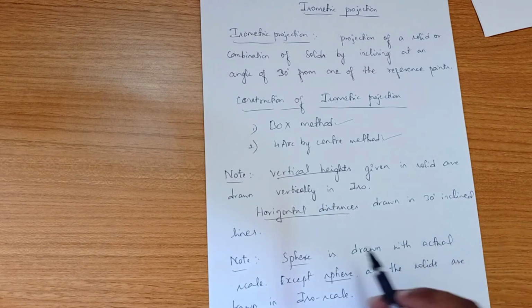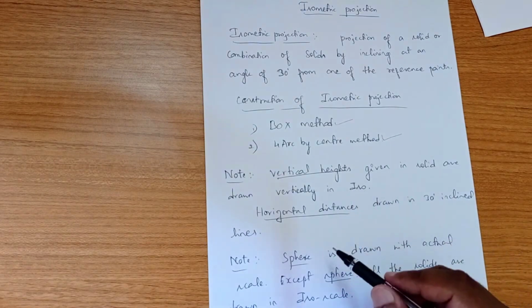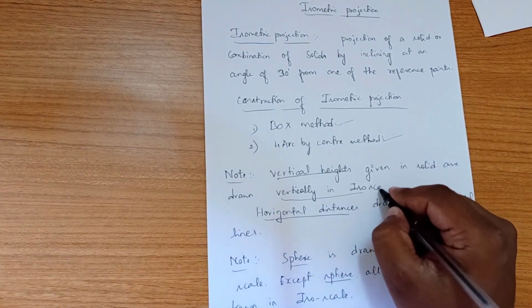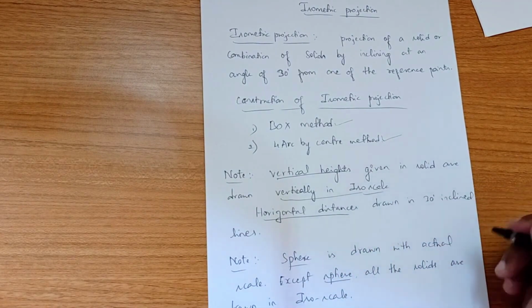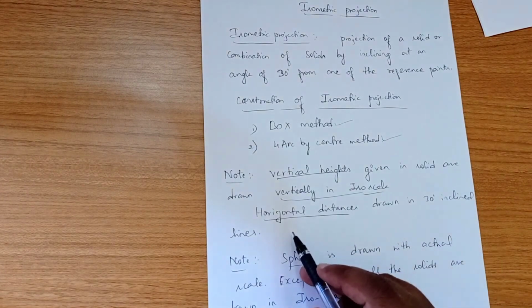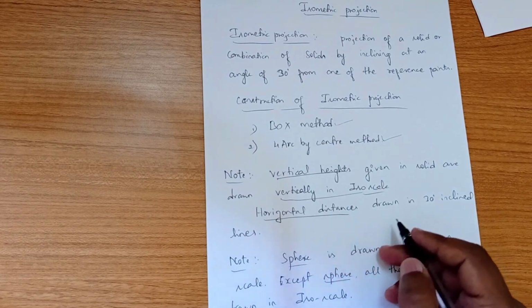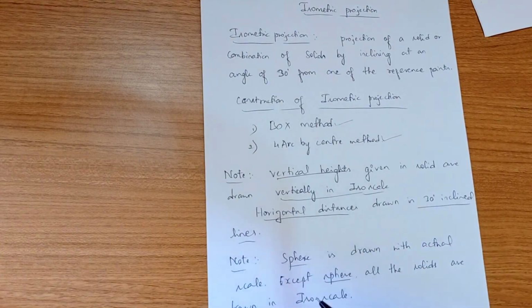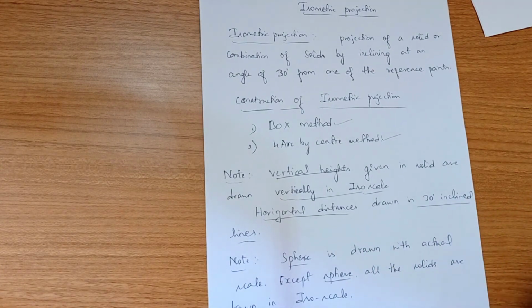Vertical heights given in a solid will be drawn vertically in the isoscale. There is no change if the vertical heights are given; they will be drawn vertically in the isoscale. But if any of the distances are given horizontally, the horizontal distances are drawn along the 30-degree inclined lines. In the isoscale there are 30-degree inclined lines to the right and left, and along those lines we draw the horizontal distances.